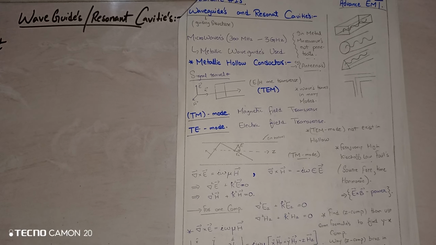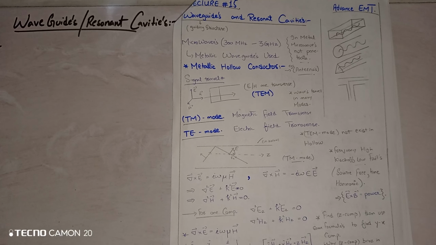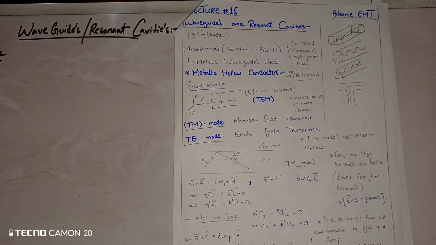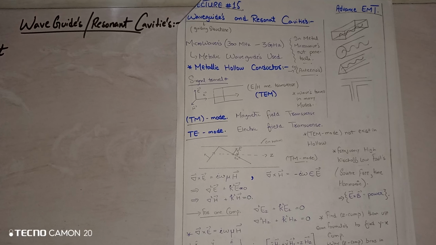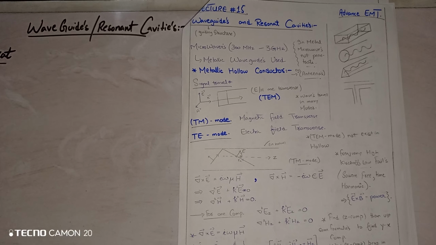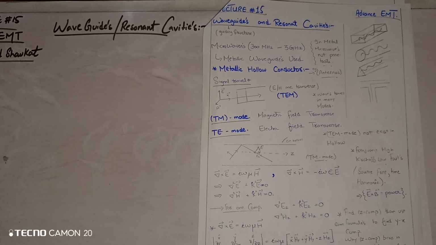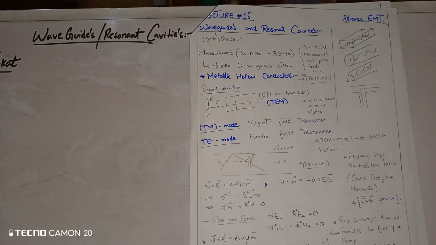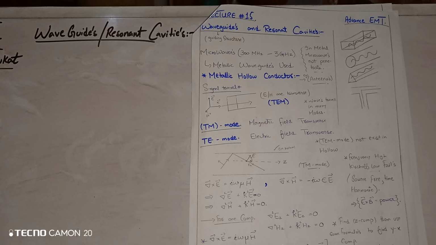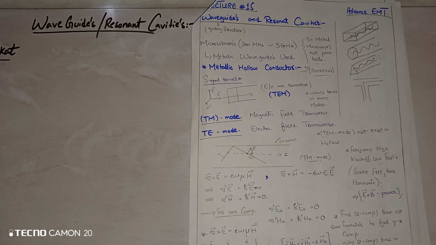So what are microwaves? Microwaves have a frequency of 300 megahertz to 3 gigahertz, a very high frequency. Because the frequency of microwaves is very high, the wavelength of the microwave is very short. As you know, there is an inverse relationship between the frequency and the wavelength. As the frequency is high, definitely the wavelength is very short.